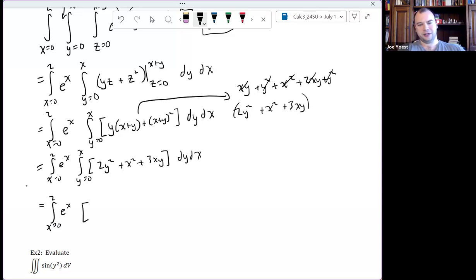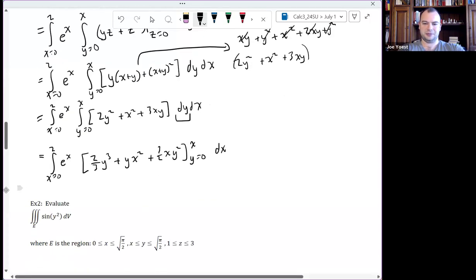All right, and now we integrate this, we get 2/3 y cubed. We're integrating with respect to y. So if I'm going quickly through these, it's kind of tempting to make this 1/3 x cubed or something like that. But remember, this is just with respect to y. So just plus y x squared plus 3/2 x y squared, y going from 0 to x, and integrating that dx.